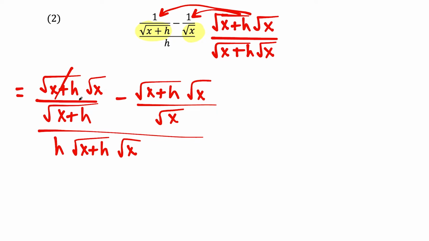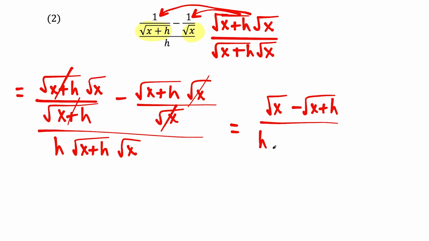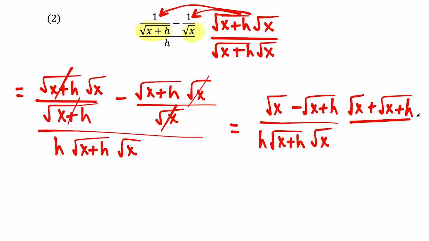And from here, notice that these terms cancel out. We have matching factors, and then these matching factors cancel. So this brings us to the next line. We have radical x minus radical x plus h over, in our denominator, h times radical x plus h times radical x. But one thing I want to do is multiply this by the conjugate of the terms that we have here. So I'm going to multiply by radical x plus radical x plus h. So let's go ahead and do that to the top and bottom.